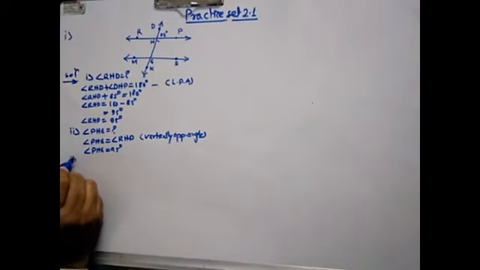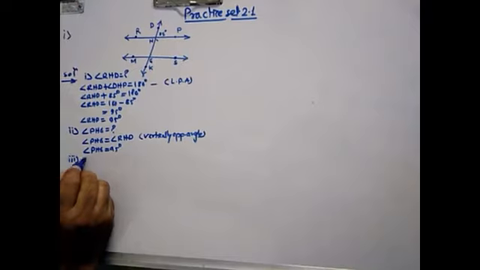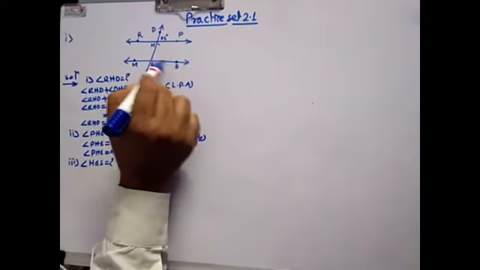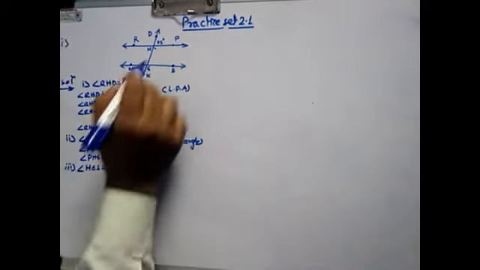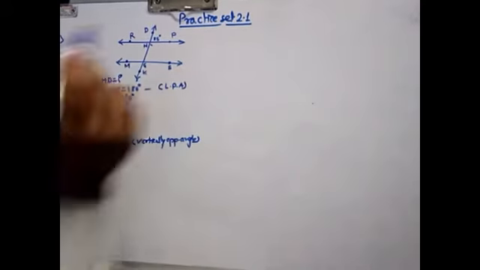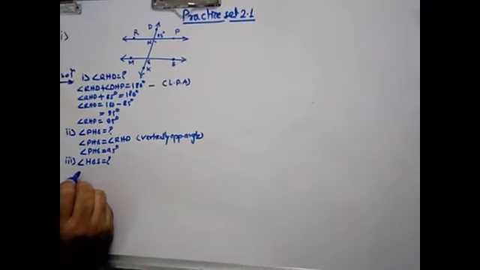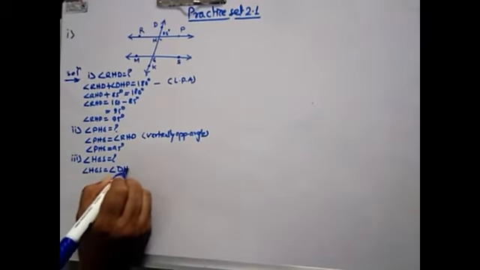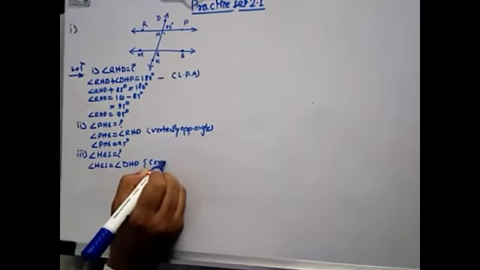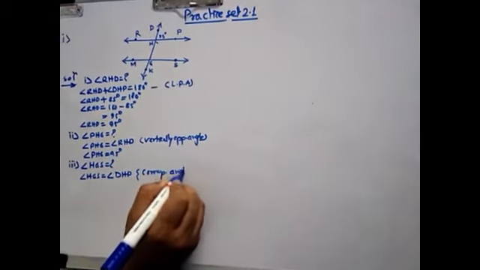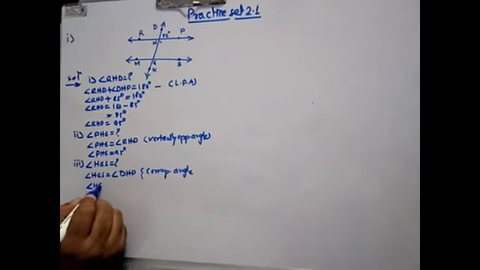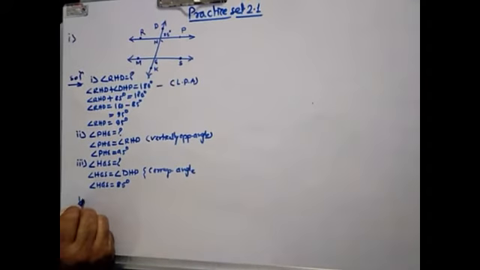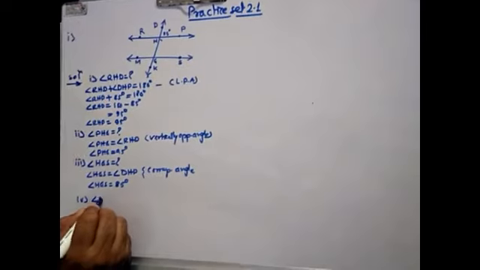Now we want to find the third one. We are asked to find angle HGS. Where is HGS? This is HGS, this angle we want to find. See, this 85 and this are corresponding angles. So angle HGS is equal to angle DHP. These are corresponding angles. So the value of HGS is 85 degrees.